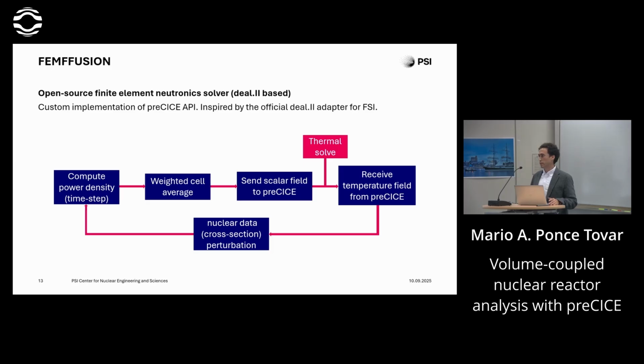And in the case of FEM-fusion, it's actually written with deal.II, but the deal.II adapter, at least at the time, was basically set up for surface coupling, so that was just used as an inspiration, and then the preCICE API was implemented directly into the code to enable the volume coupling. And this flowchart just shows you a simplified schematic of how each time iteration is interrupted. But the code, essentially what it does is after a series of more physics-specific things, it will give you a power density distribution, which can be passed to preCICE and then received by the thermal solver.